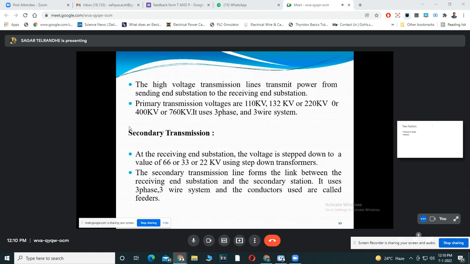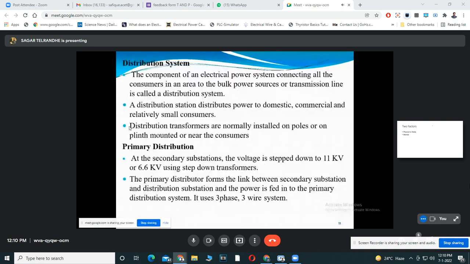The distribution system. The component of an electrical power system connecting all the consumers in an area to the bulk power sources or transmission line is called a distribution system. A distribution system distributes power to domestic, commercial, and relatively small consumers. Distribution transformers are normally installed on poles or plinth mounted near the consumers.